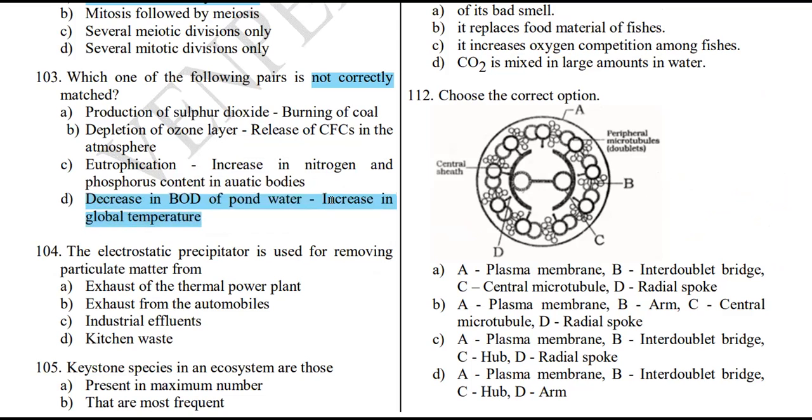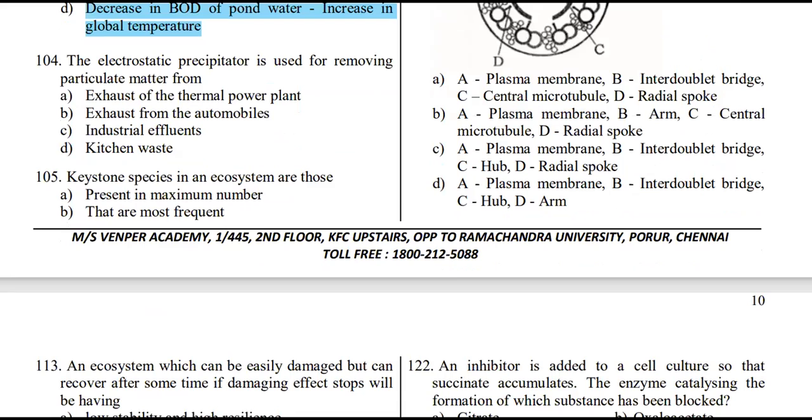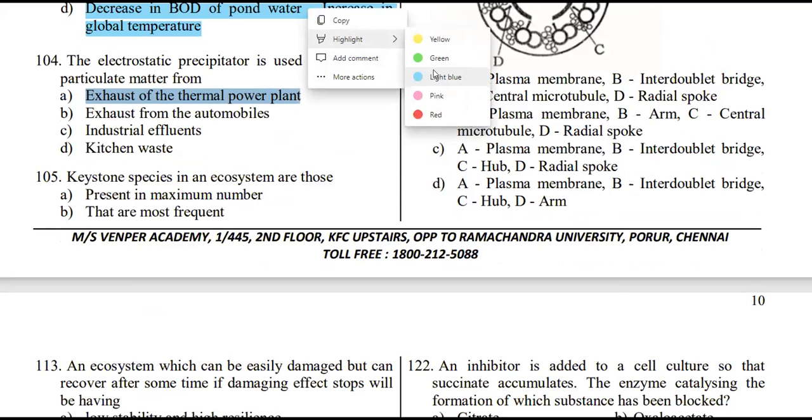Okay, yes. So we'll see the next question. The electrostatic precipitator is used for removing particulate matter. Yes, we were studying about it. So the electrostatic precipitator is mainly used to remove all kinds of dust particles from the exhaust of thermal power plants. So the answer is going to be option A.